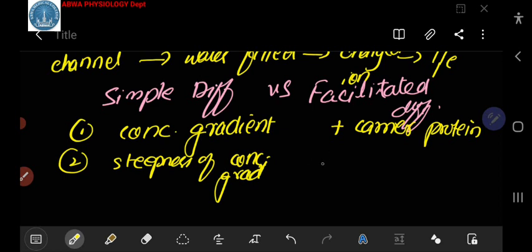And in facilitated diffusion, it purely depends upon the saturation of carrier proteins or the concentration of carrier proteins. If more carrier proteins are available, there would be more facilitated diffusion.